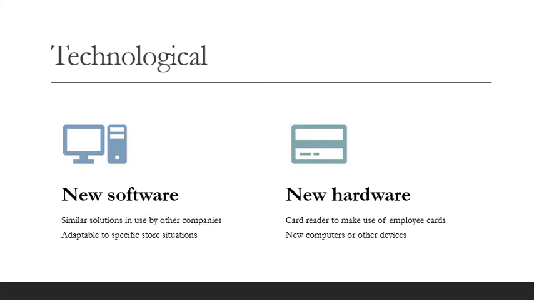On the technological side, there would be new software. Similar solutions would be implemented that are in use by other companies. They're generally adaptable to specific store situations, which would make it great in order to set those permissions and authorization requirements. New hardware as well, such as a card reader to take employee unique ID cards to make use of that new technology.